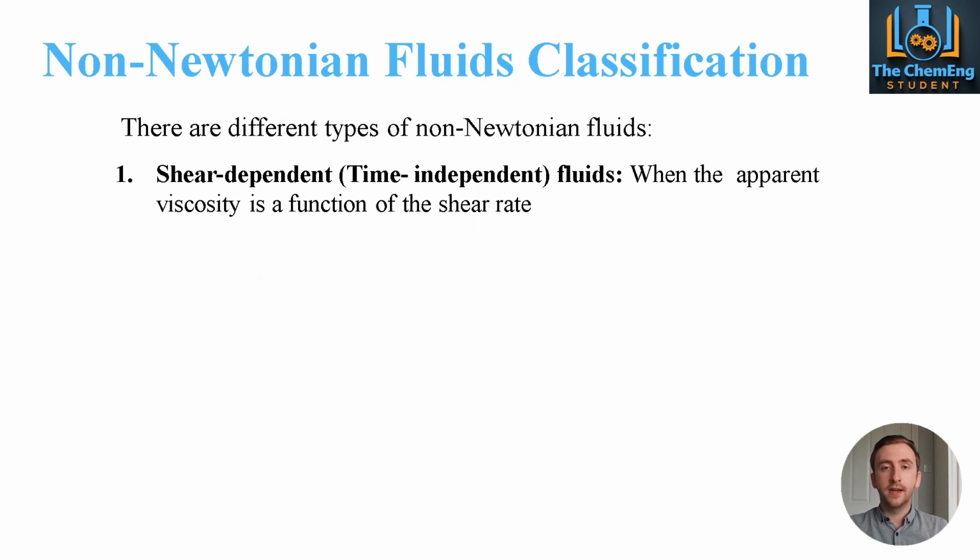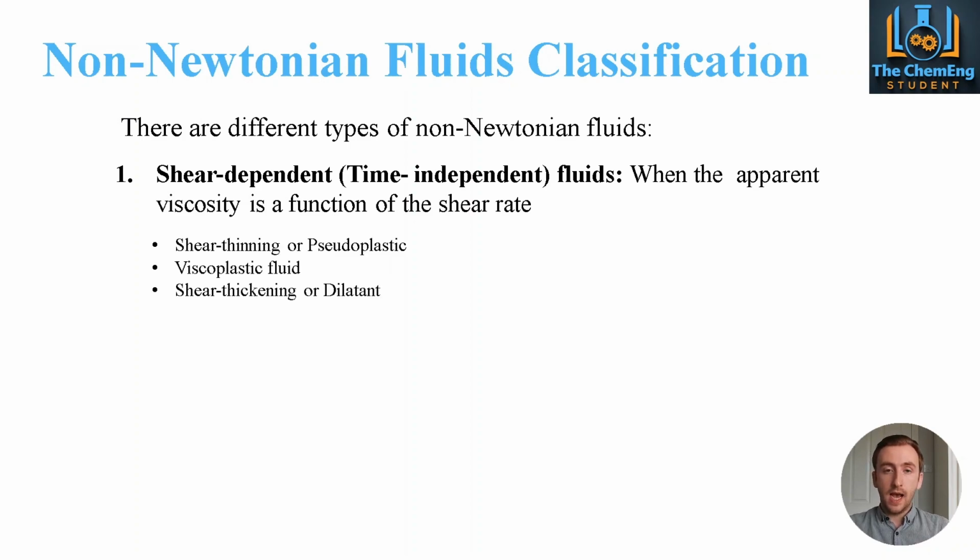Now we have a wide range or classification of non-Newtonian fluids. The first one that we have is called shear dependent or time independent fluids. And this is when the apparent viscosity is a function of the shear rate. Examples of this would be shear thinning or pseudoplastic fluids, viscoplastic fluids, or shear thickening, also known as dilatant. So what this tells us is that the apparent viscosity is going to change with the magnitude of the shear rate that is being applied.